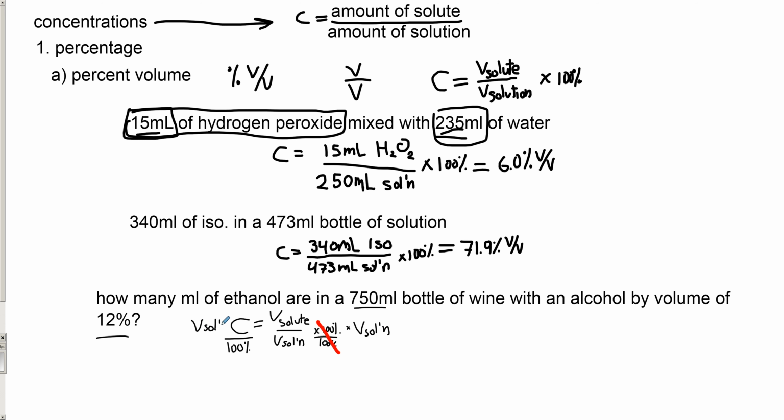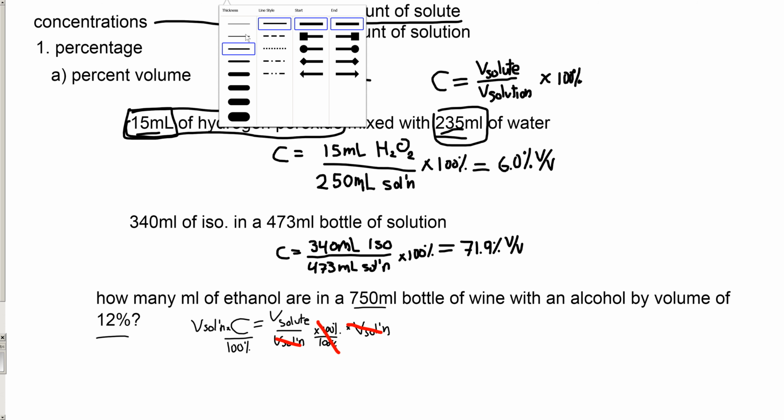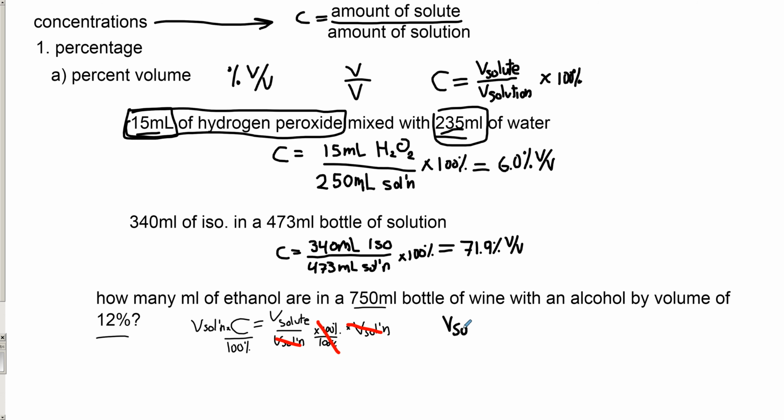So that lets us get V solution off of the bottom, and now we have a formula that has the correct thing isolated. So I have V of solute equals concentration divided by 100 multiplied by V of solution. Piece of cake. So now we just have to plug in the numbers and we are good.